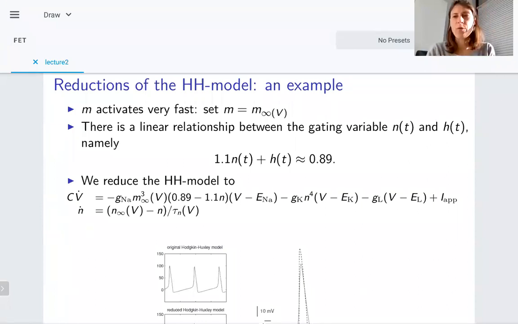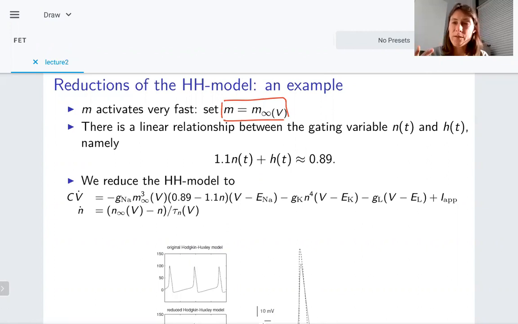The first one is that remember that it has 3 gating variables, but one of these gating variables is really fast. The time constant is really small. So what we can assume is that m activates so fast that we set it equal to its steady state value. Okay. It is like thinking that the time constant is 0. So things go very fast.